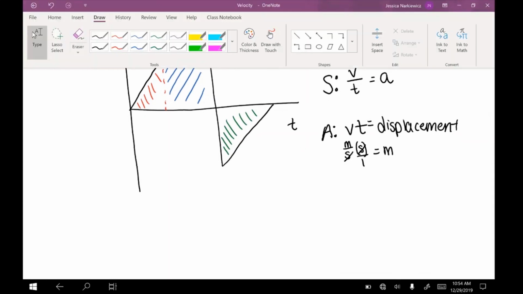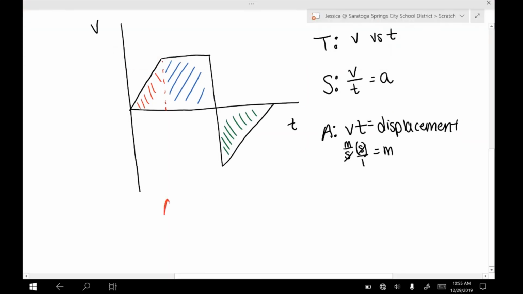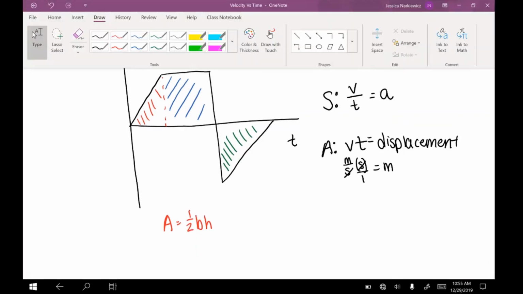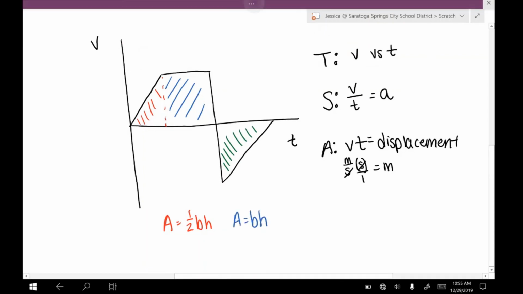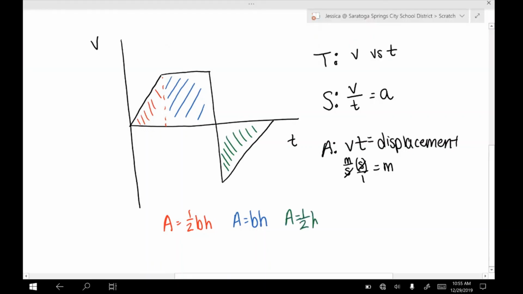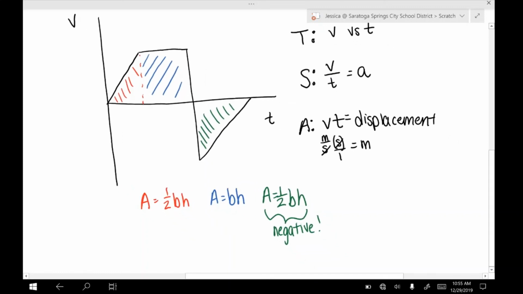So if I wanted to find the total displacement, I would find the area of the triangle of that first section, the area of the rectangle in the second section, and then the area of the triangle in the third section. Keeping in mind that this area is going to be negative, while the other two are going to be positive. So depending on the size of that green triangle, my object might actually end up back at the starting point, if the two areas are able to cancel.